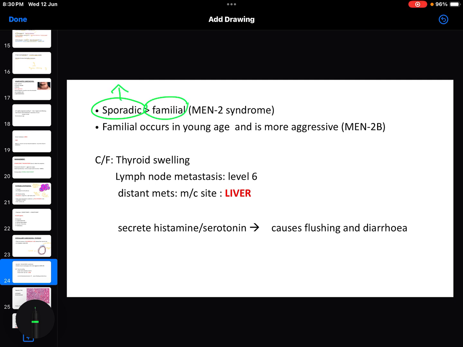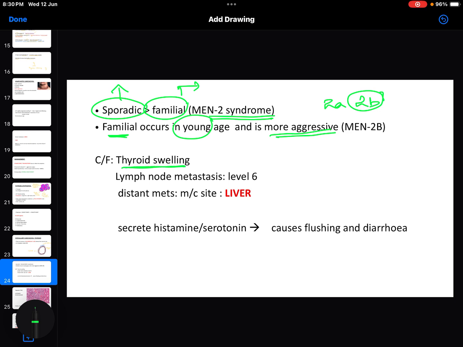This occurs in the third and fourth decade, whereas familial, it occurs in a younger age group and it is usually more aggressive. This sporadic is not as aggressive as the familial type. Familial type occurs in MEN syndrome, MEN2 syndrome. In both MEN2A and MEN2B, this medullary carcinoma of thyroid is going to occur, but MEN2B is more aggressive than MEN2A. Patient presents most commonly with thyroid swelling.